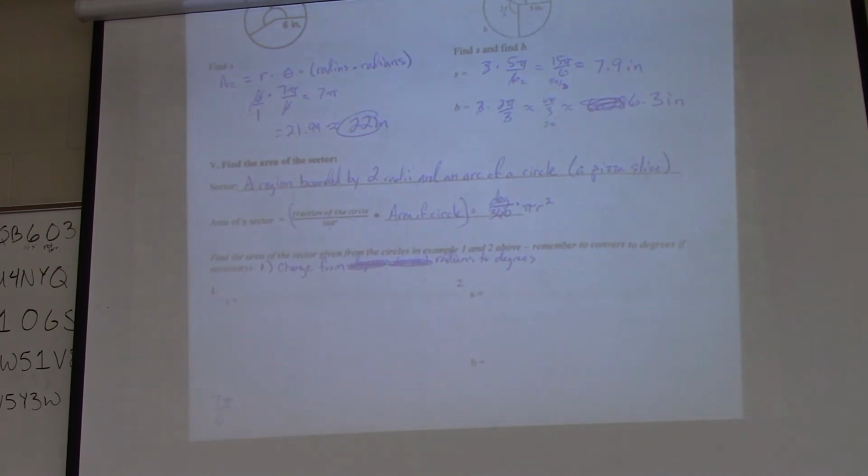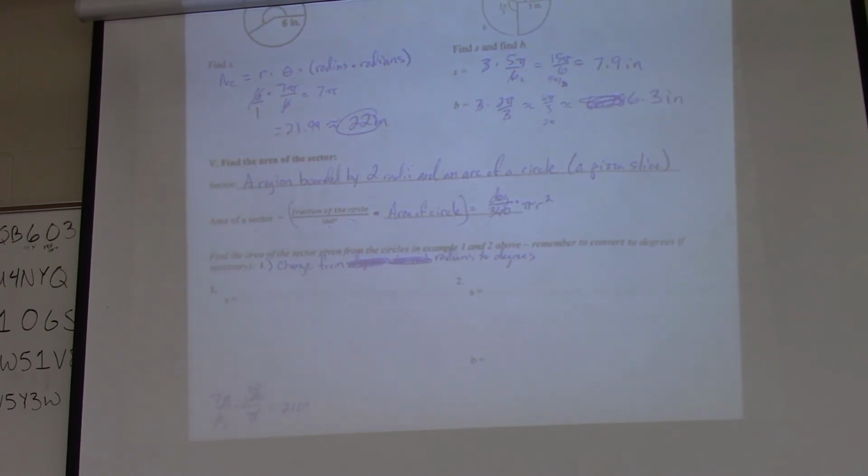How do I change from radians to degrees? We've already done degrees to radians today. How do I change from radians to degrees? 180 over pi, right? It was just the reciprocal of it. So 180 over pi. What do you remember happens right away? Pi's cancel. And you can go right in your calculator, 7 times 180 divided by 6. Or by hand, 6 goes into 180 thirty times, and 7 times 30 is 210 degrees.